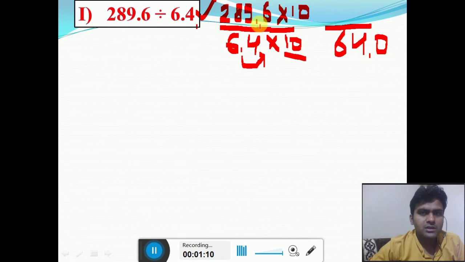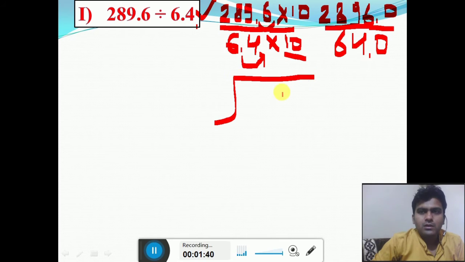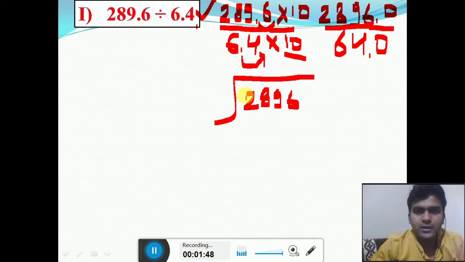So here also this decimal point will move towards the right hand side, and the number will become 2896.0. Now this number 289.6 will be equal to 2896.0. So 0 we can leave right now, and this divisor becomes 64.